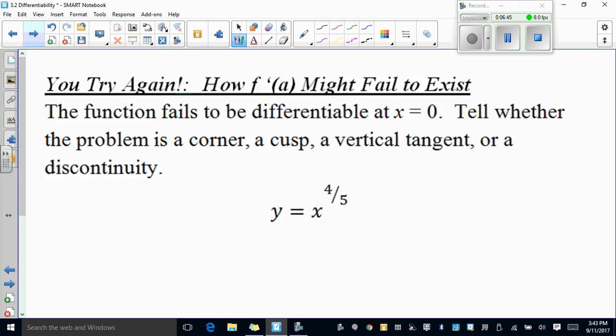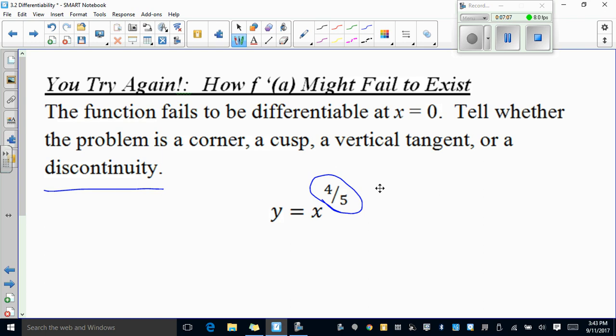And then the next one, the function fails to be differentiable at x equals 0. Tell whether the problem is a corner, cusp, vertical tangent, or a discontinuity. And I gave you guys a hint on this one. By the way, not discontinuity. I can put 0 in. I can put a negative value in. Anyways, the domain on this guy is all real numbers. I can put any number in there I want.